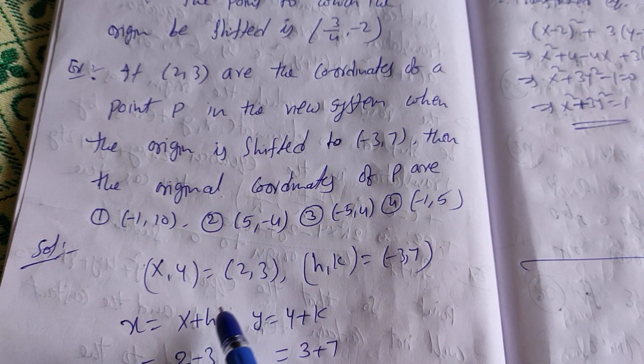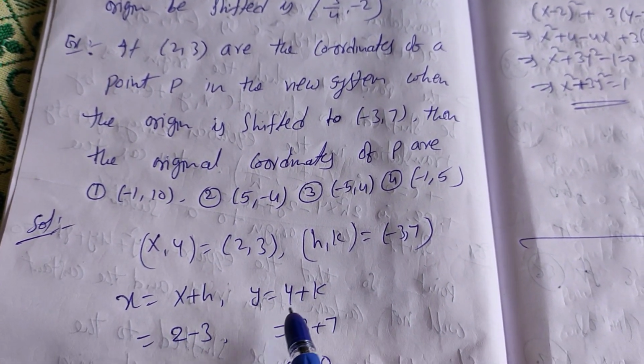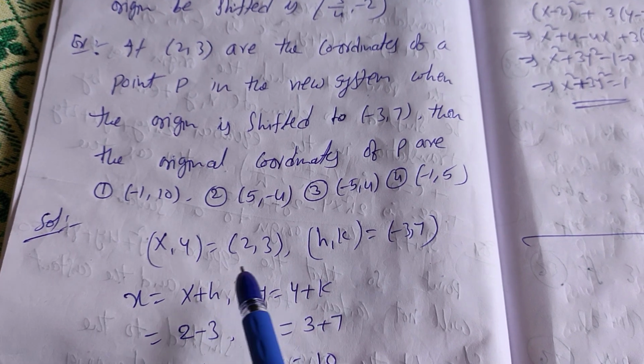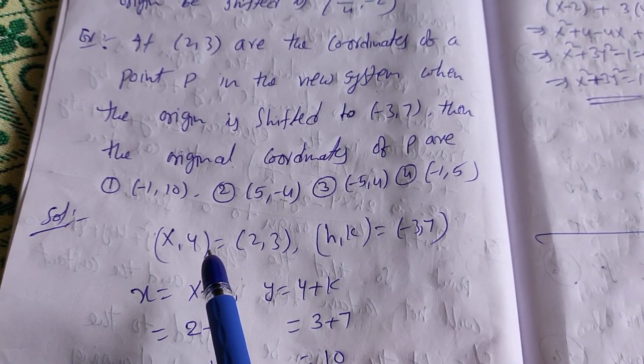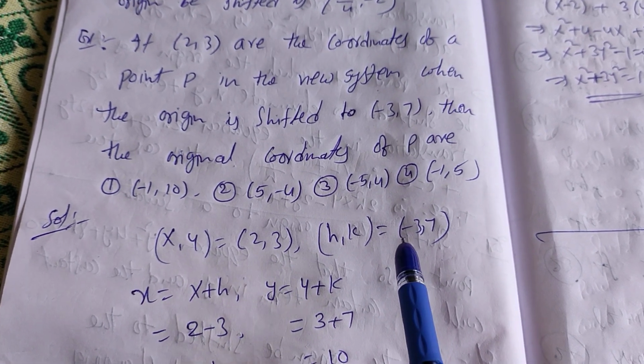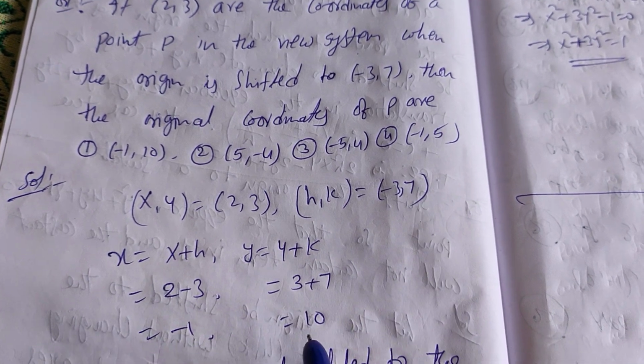Original coordinates of P means small x, small y. Small x is equal to X plus h, small y is equal to Y plus k. So x is equal to X plus h, where X, Y, and h, k are all given. So x is equal to 2 plus (-3), that is 2 minus 3, which is equal to -1. y is equal to 3 plus 7, that is equal to 10.